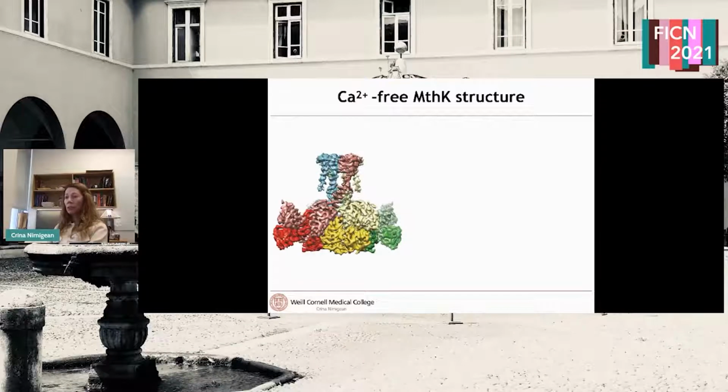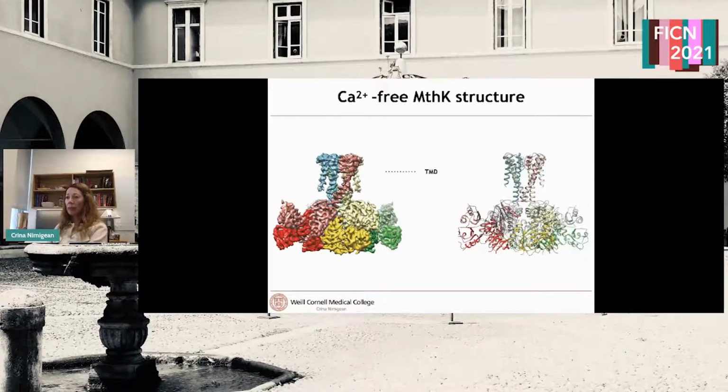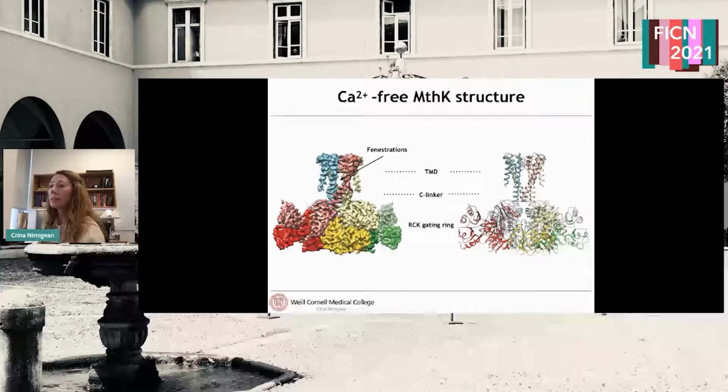Okay, so here's the structure. This is the density colored by monomer, so each monomer has a different color. This is the model in cartoon representation. Here you can see better what I was talking about before. This is the full-length protein, in this maroon color here. And this is associating with the cytosolic RCK that is started from the internal start site. And this is the gating ring.